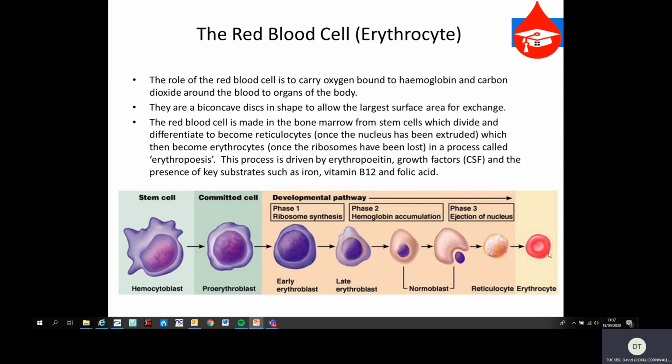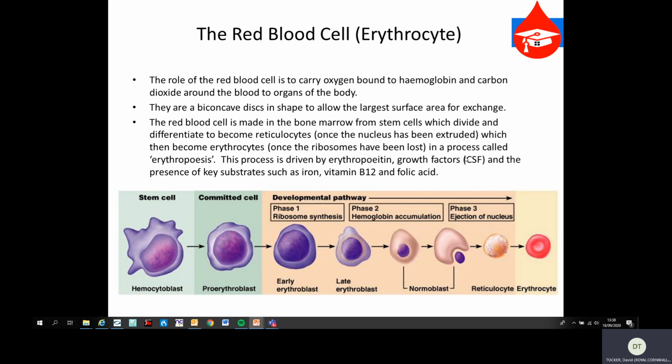And red cells in the blood have got no nucleus. They lose their nucleus in the later stages of their development in the bone marrow. This is to make room for as much hemoglobin as possible. And as the cell is developing in the bone marrow, it requires various stimulants and signals to make it mature and grow. One of those is something called erythropoietin, which is made by the kidneys, of course, in response to low red cells or low oxygen levels.